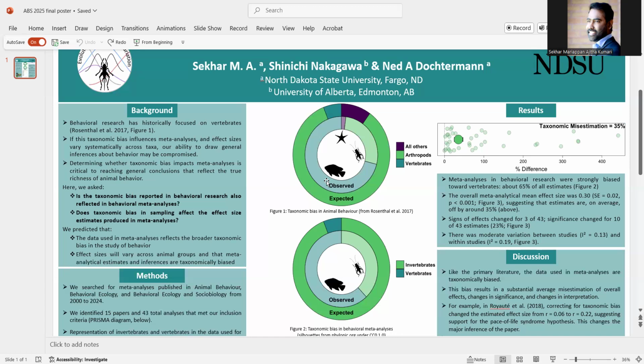And figure 2 represents almost the same misrepresentation of vertebrates versus invertebrates, even in meta-analysis. So let's talk about the results in general. Just as in the primary behavior literature, we found that the data used in meta-analysis is strongly taxonomically biased. About 65% of all effect size estimates came from vertebrates, leaving invertebrates highly underrepresented. You can understand that from figure 2 of this poster.